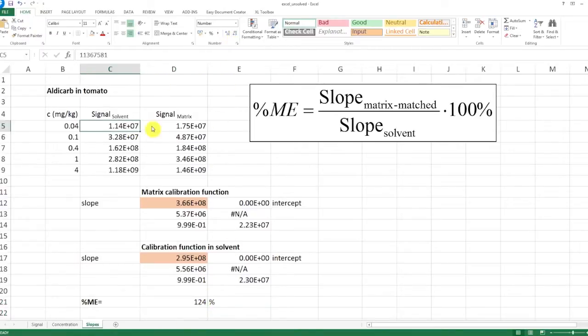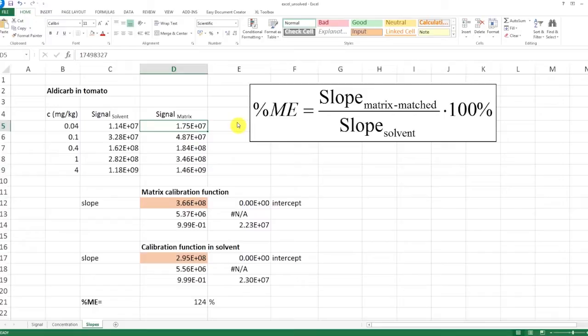And we can also control the correctness of this calculation when we look at the data themselves. As the spikings for obtaining these two calibration functions have been carried out on exactly the same concentration levels, we can pairwise compare the peak areas that have been obtained for 0.04 milligrams per kilogram for solvent and for matrix, and for 0.1 milligrams per kilogram, and so on. And by visually looking at the data, we can already see that the signals obtained in the matrix are higher than the ones obtained in solvent. So this means that our example really shows ionization enhancement, or actually there could also be other reasons for a higher matrix effect.